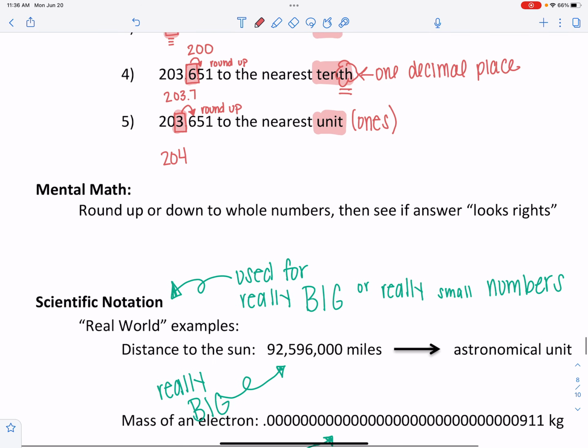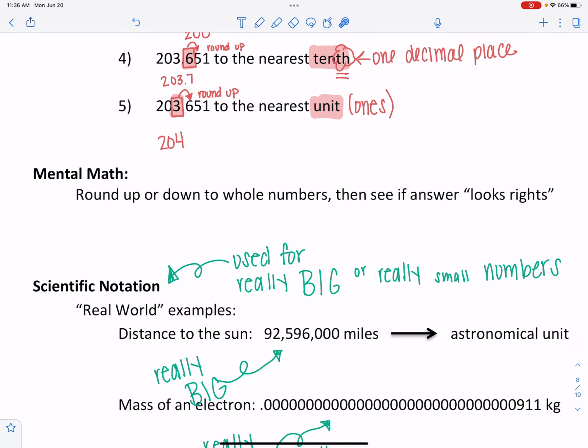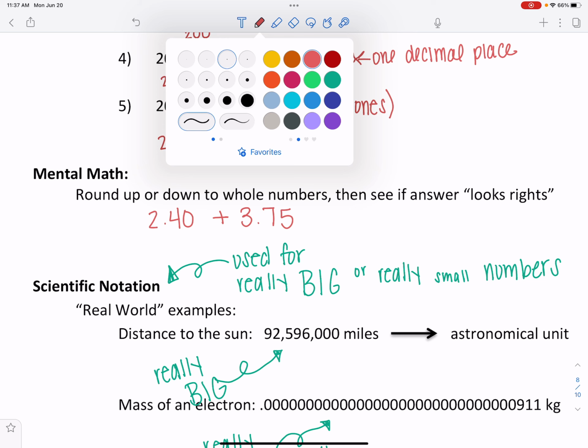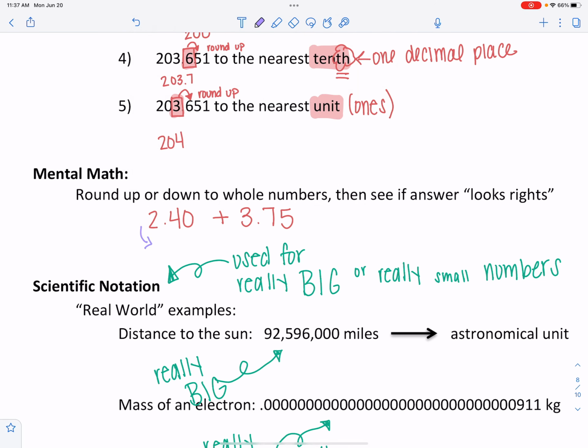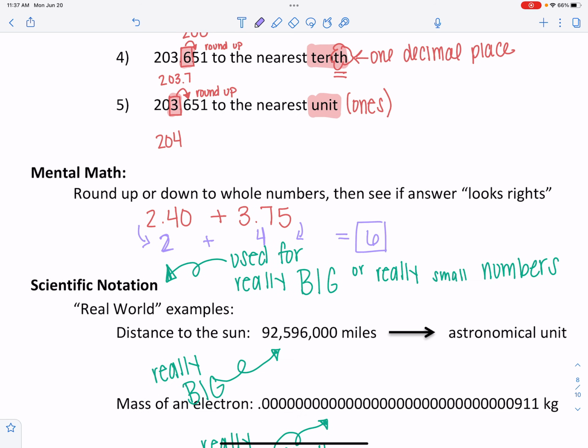With mental math, the reason we use this, you're going to round the numbers up or down to whole numbers and then add those quickly and see if the answer looks right. So for example, if I am adding these 2 numbers, if I want to quickly check if they're right, I can just round these down or up to whole numbers. So 2.40 would round to 2, and then 3.75 would round to 4. Then 2 plus 4 is going to give me 6. So my answer should be about 6.